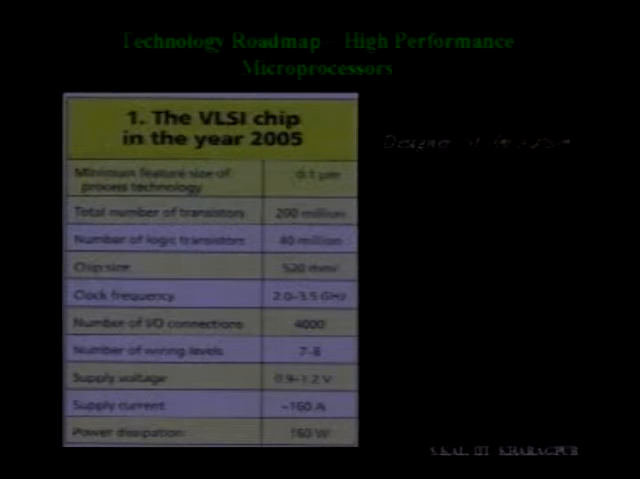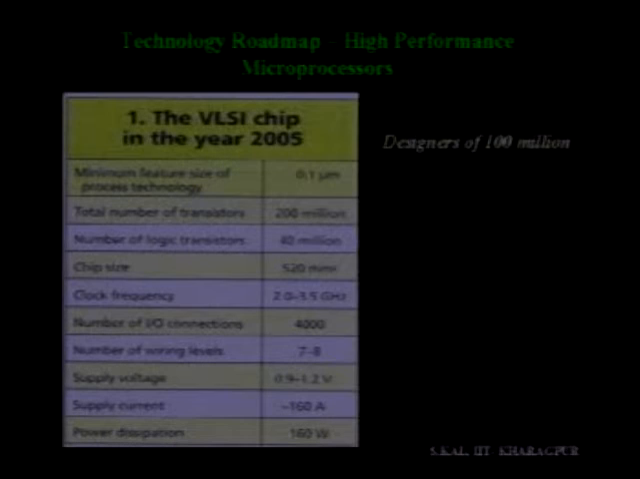Now the VLSI chip in the year 2005, another prediction is given here: 100 million transistors will be there in the chip, and minimum feature size is 0.1 micron. 200 million transistors may be designed in a particular chip, the size of the chip will be 520 square millimeter, clock frequency they are predicting 2 to 3.5 gigahertz, I/O connections 4000, levels of metallization 7 to 8, supply voltage nearly 1 volt, supply current 160 ampere and power dissipation 160 watt.